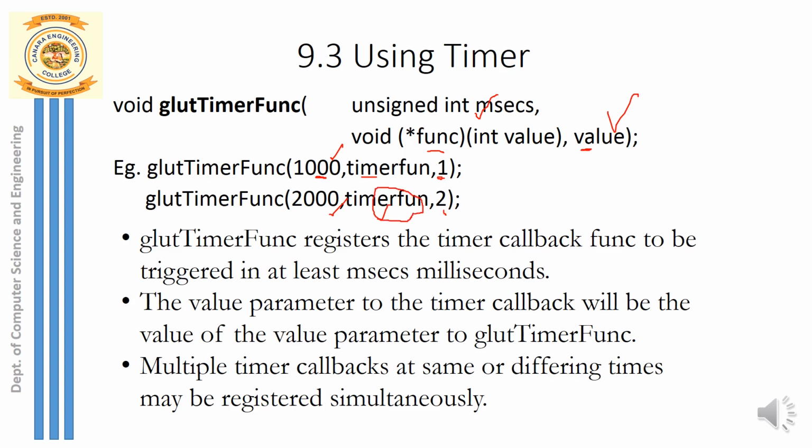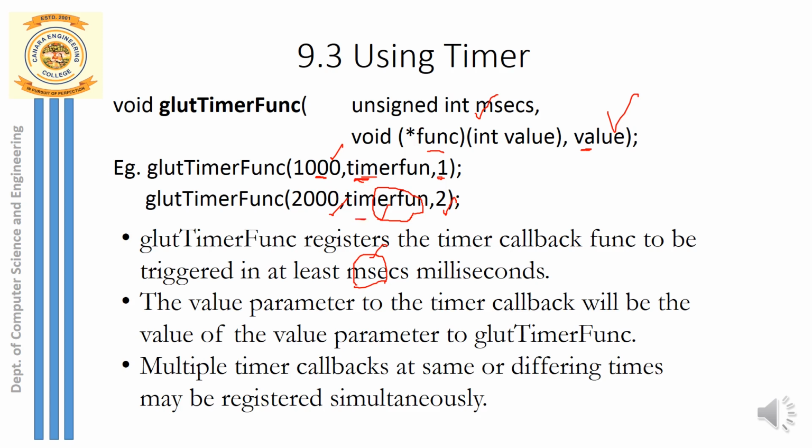And then this next integer value, contiguous value 2, you can pass. Okay, so here glutTimerFunc is the one which registers the timer callback function, so at least to these many milliseconds. Okay, so it registers this function. So this actually acts as a pointer to your callback function timer.